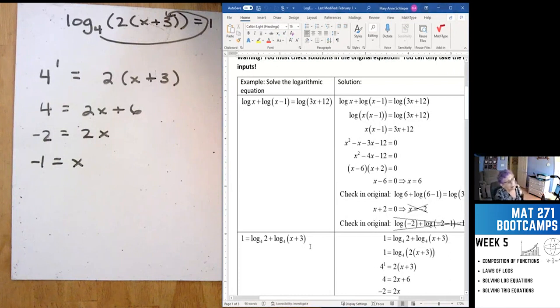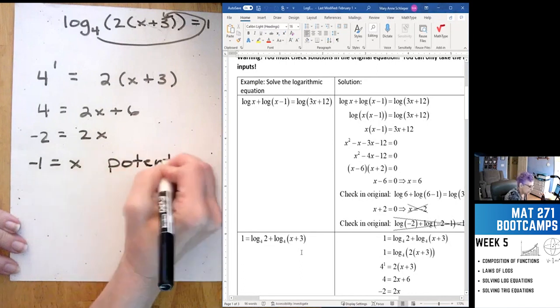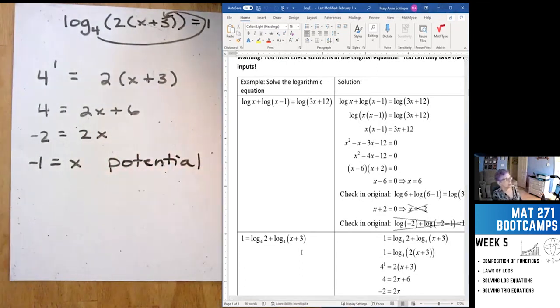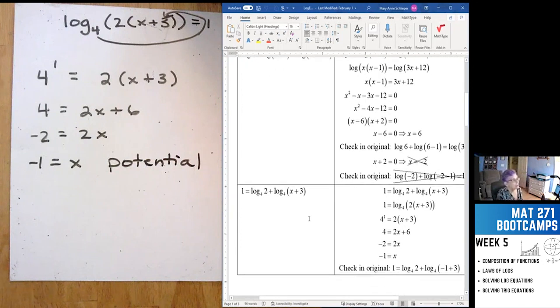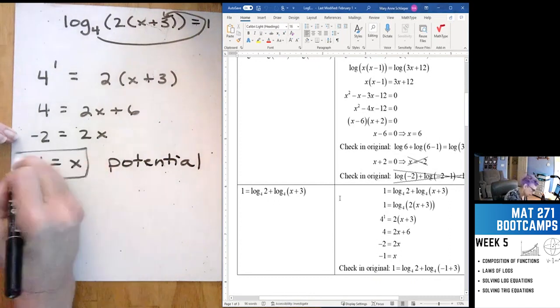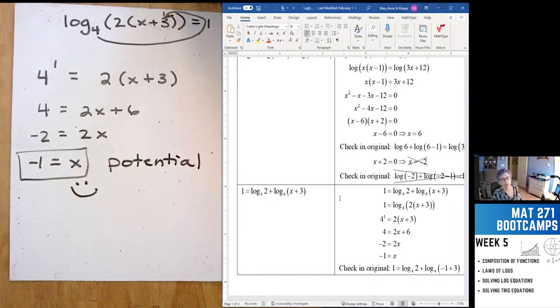So then I have to go back and see if it works. Again, this is just a potential. We got to decide if we want to slide right or slide left on it. We check it back in the original, and yeah, we can plug -1 in there, and we'll still be taking the log of a positive thing. So it gets the happy face of approval.